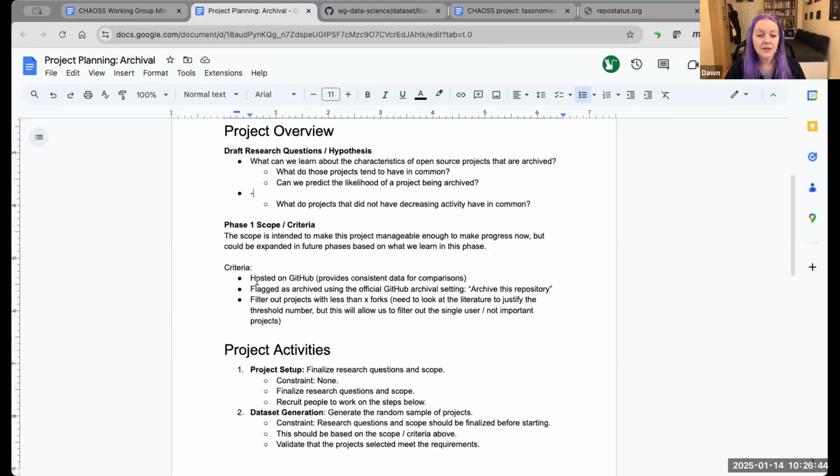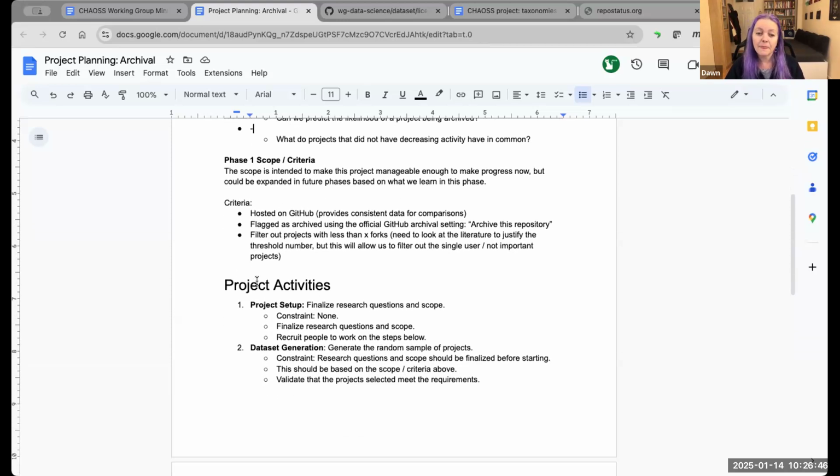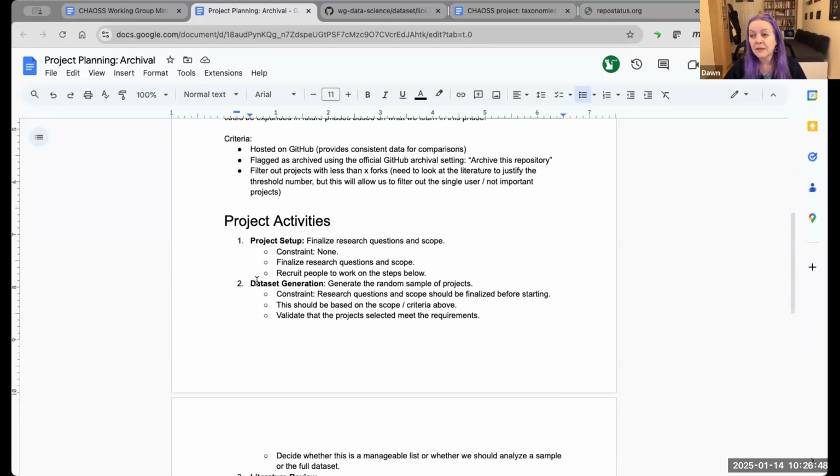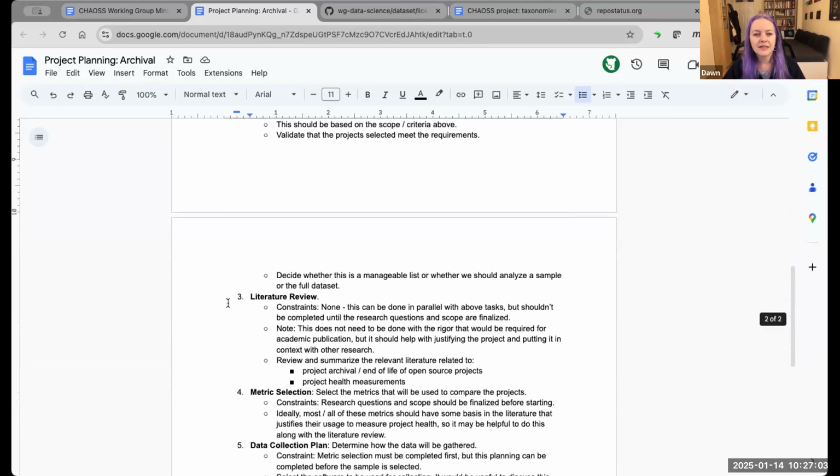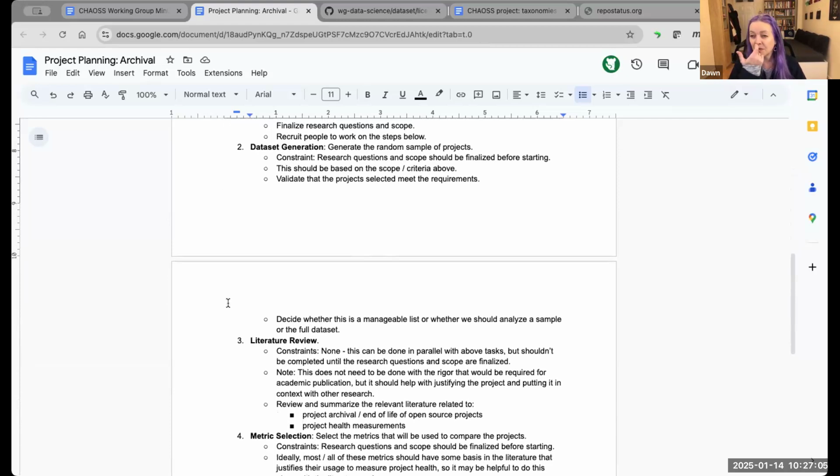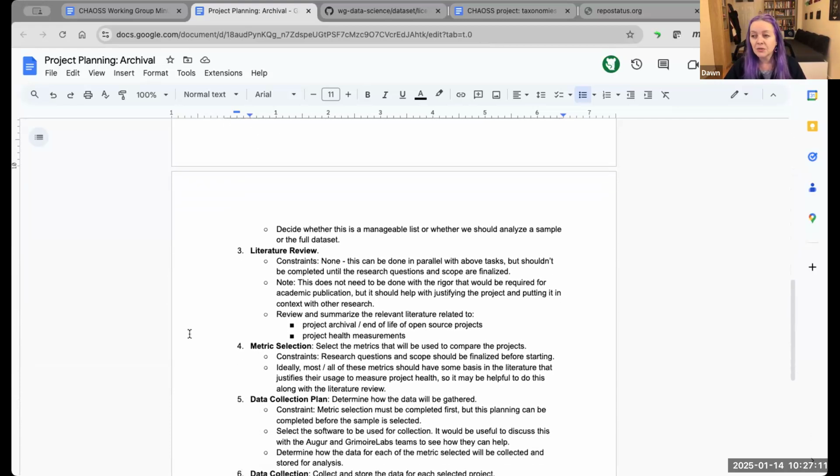So I put together some basic criteria and then some steps that I think probably need to happen in the workflow of this project. There's a setup step, where there are things you need to do, like finalize the research questions. There's a data set generation phase in both of these projects, with some thinking on what that might be. A literature review section.